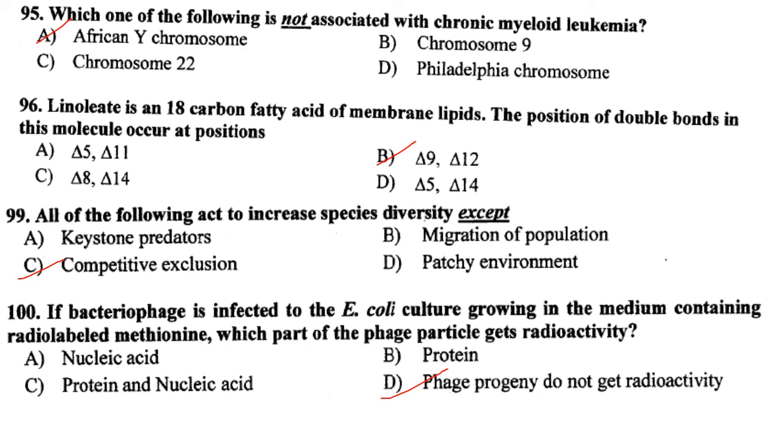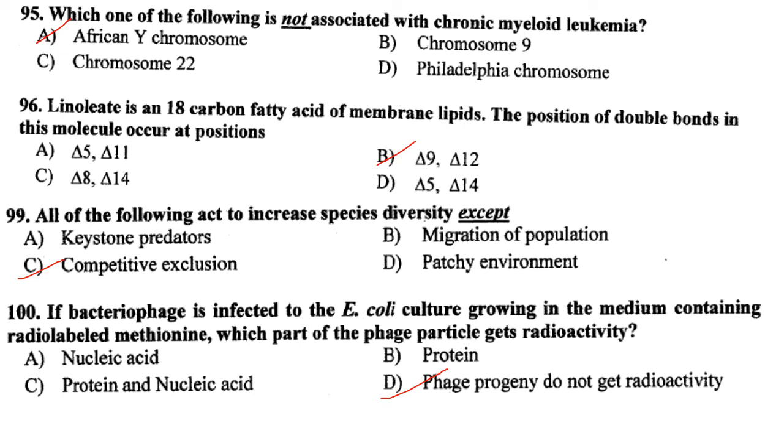If bacteriophage is infected to E. coli culture growing in the medium containing radio-labeled methionine, which part of the phage particle gets radioactive? Now E. coli is being grown in the culture medium containing radio-labeled methionine. So E. coli will be incorporating the radio-labeled methionine. Now when the E. coli keeps dividing, the phage also keeps on infecting the E. coli. Now what will the phage do?